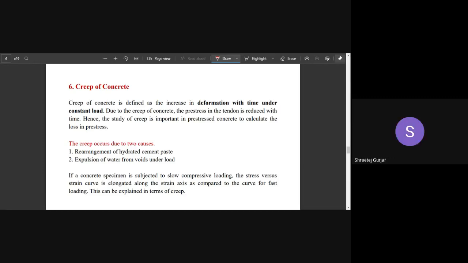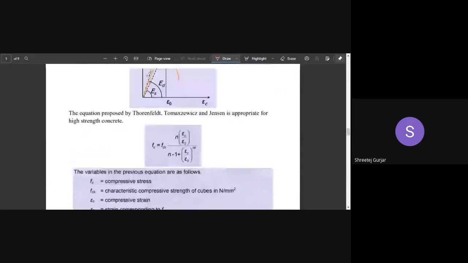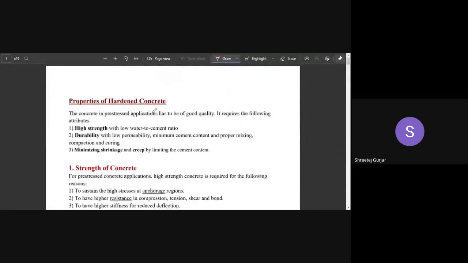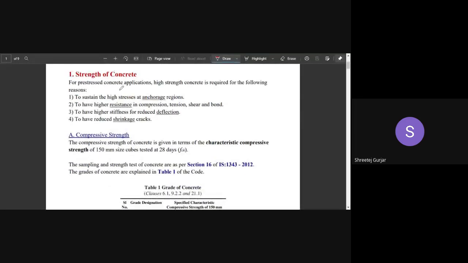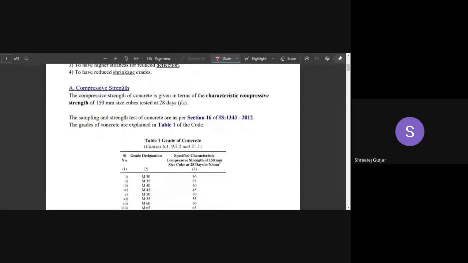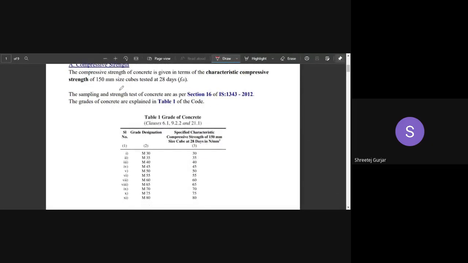Okay, good morning, students. So, we were studying properties of hardened concrete, right? Previously we have studied, let me just scroll up and glance through the properties which we have studied. We have studied the first property, that is the strength of concrete. Under strength of concrete, we have studied the compressive strength, that is your FCK value, how we determine it, and what are the provisions in the code.